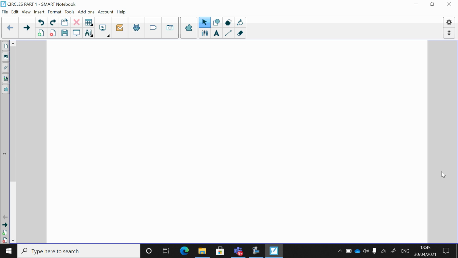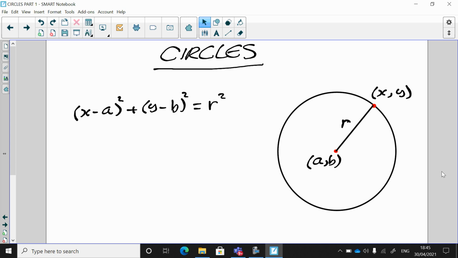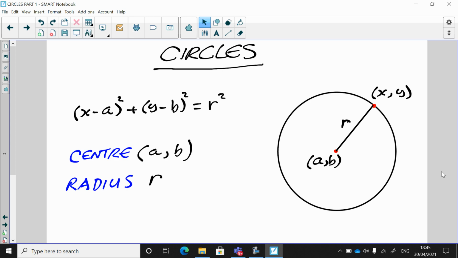So we're just going to look at a new topic, and we're looking at circles here. There you go, a wee circle there. That's a wee line in the middle. That's the radius. Centre AB, and any point on the circumference is XY. Okay, so that's what we're dealing with here.